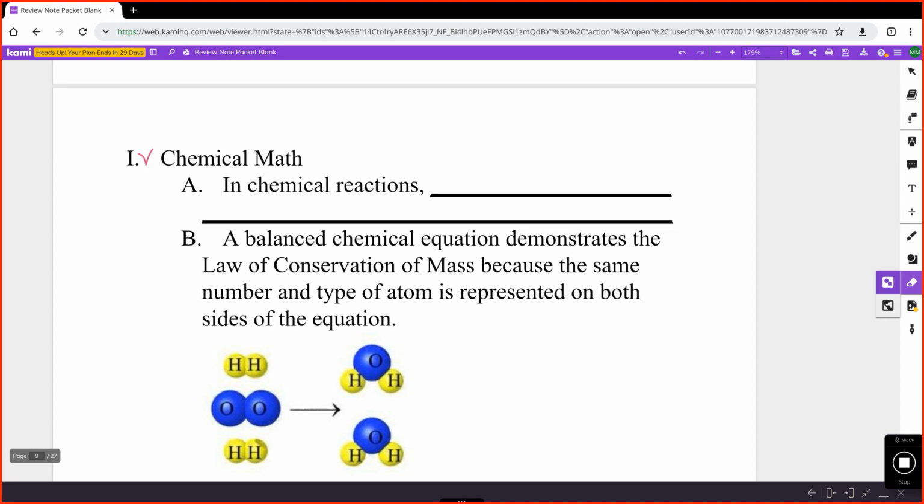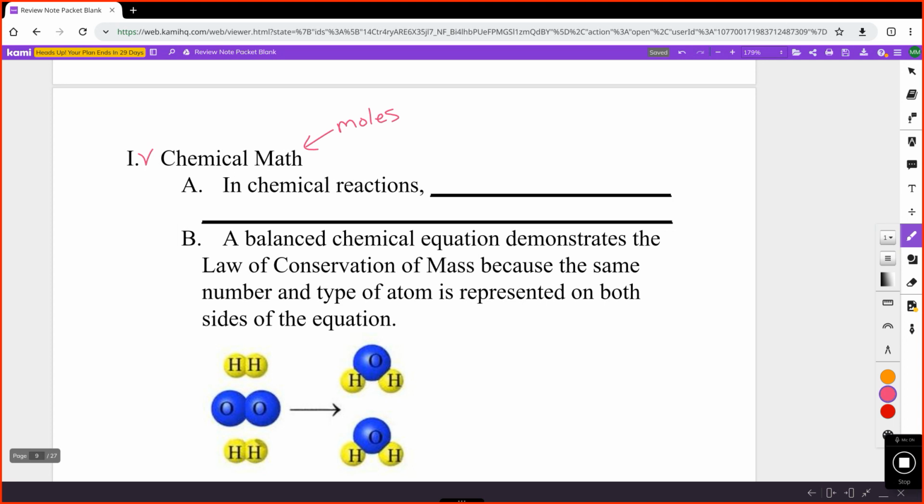And this one's all about math, chemical equations, balancing equations, and of course, you can't talk about any of that without the dreaded moles. So, let's get into it.